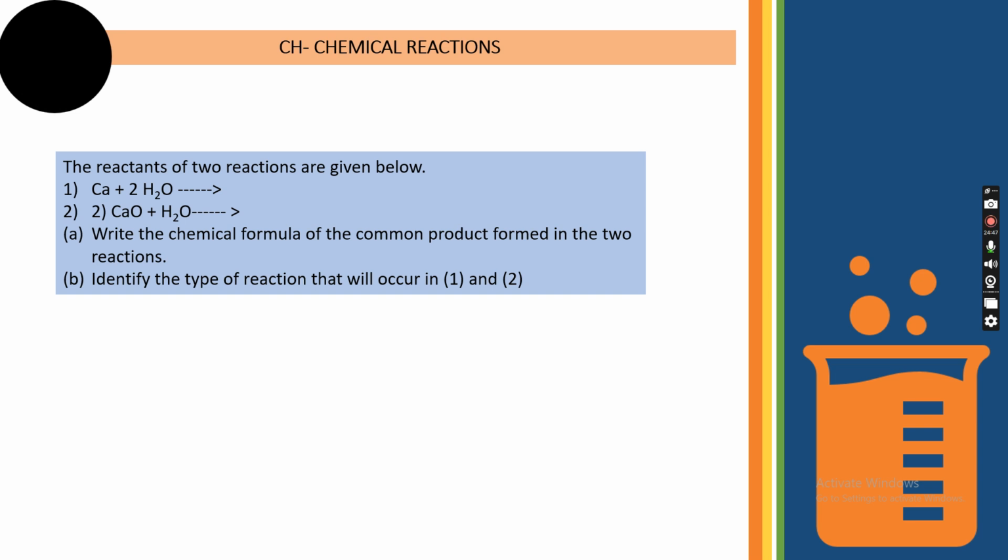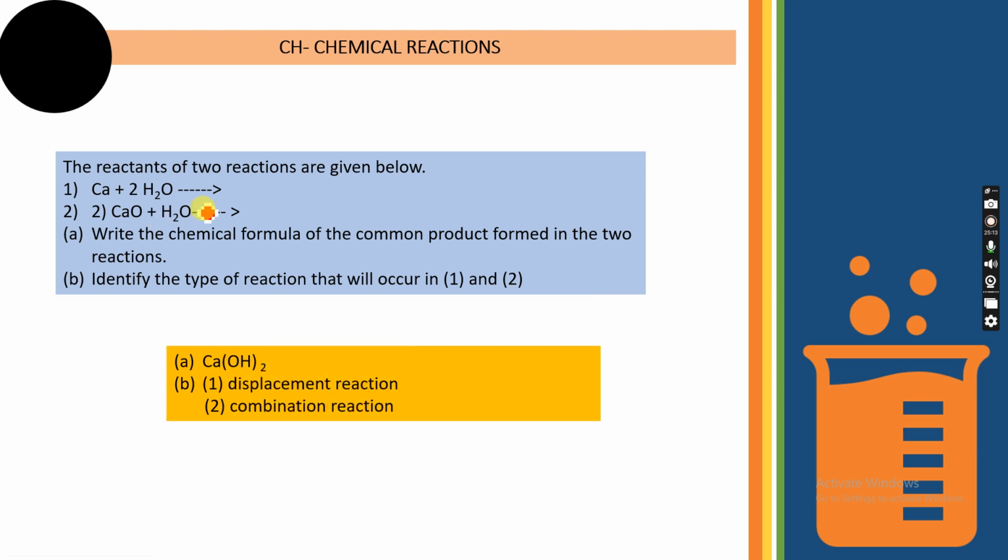Okay, next question. The reactants of two reactions are given below. So these are two reactions that are being given. Write the chemical formula of the common product formed in the two reactions. So you have to say which is the product that is being formed in both the cases, and also identify the type of reaction in both the cases. If you see calcium plus water and calcium oxide plus water, both will form calcium hydroxide. This one will be displacement, it will displace hydrogen, and in the second case it will be combination, so both will have calcium hydroxide.